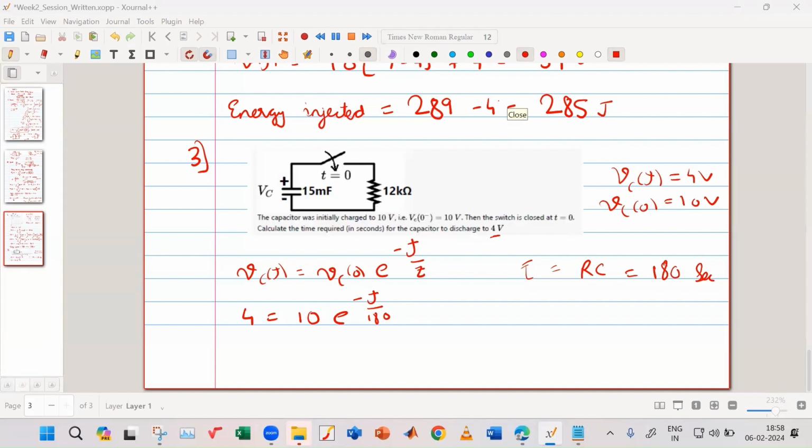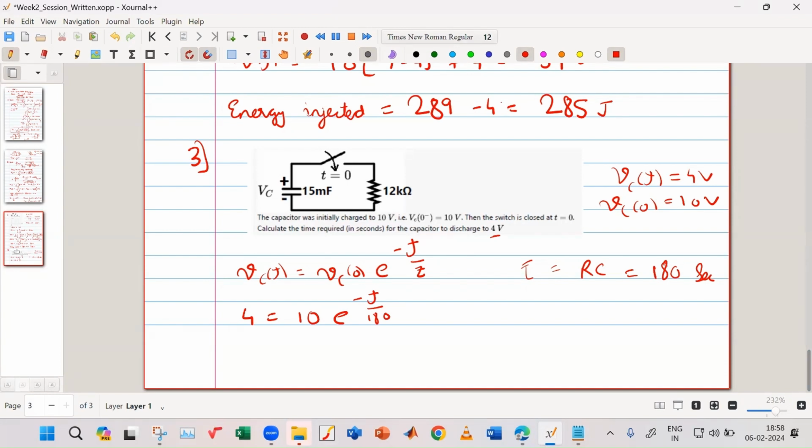We are finding e to the power minus t by 180 is equal to 4 by 10, that is 0.4. Taking ln on both sides, e to the power cancels. So minus t by 180 equals ln of 0.4. ln of 0.4 is minus 0.916, the minus cancels, so t equals this much into 180.